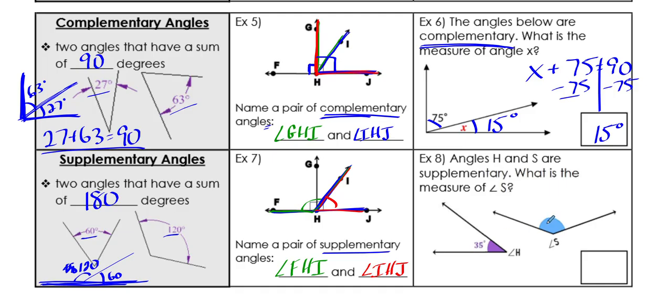H and S are supplementary. What's the measure of S? Well, if I know that they're supplementary, I'm going to call this one X. I'm going to say X plus 35. I know they're supplementary, so I know they add up to 180. So I can subtract 35 from both sides. And that gives me 145 for the value of X. 145 plus 35 adds up to that 180.